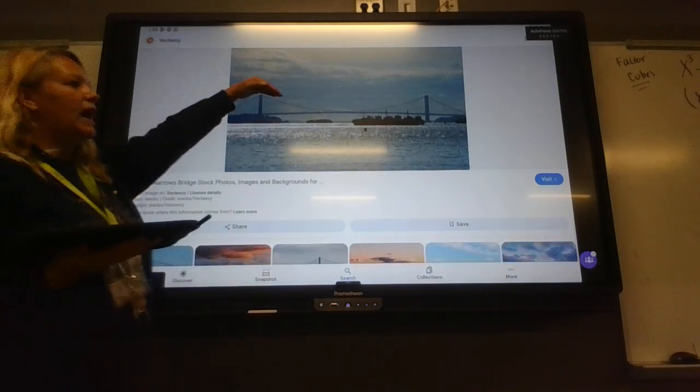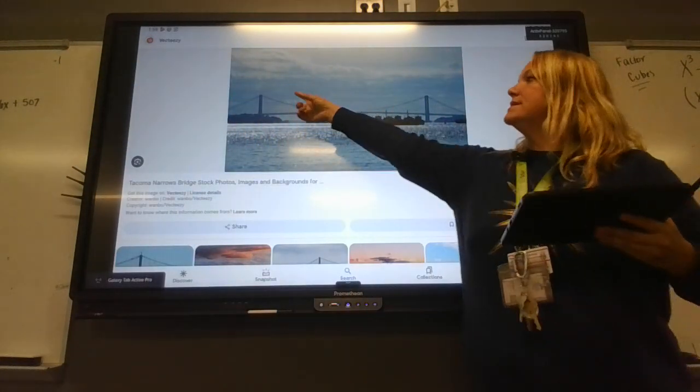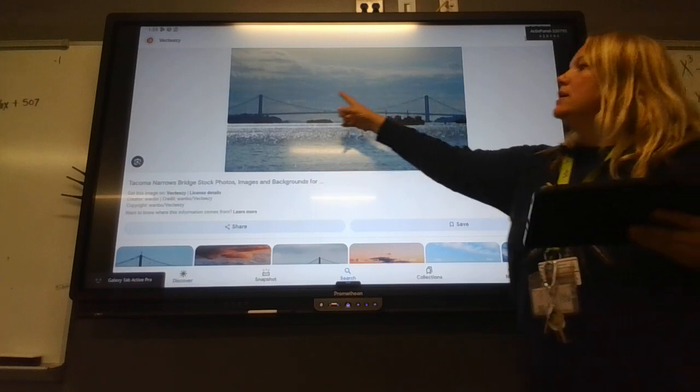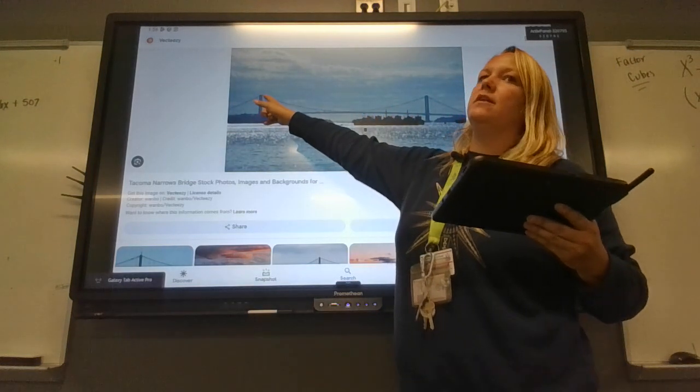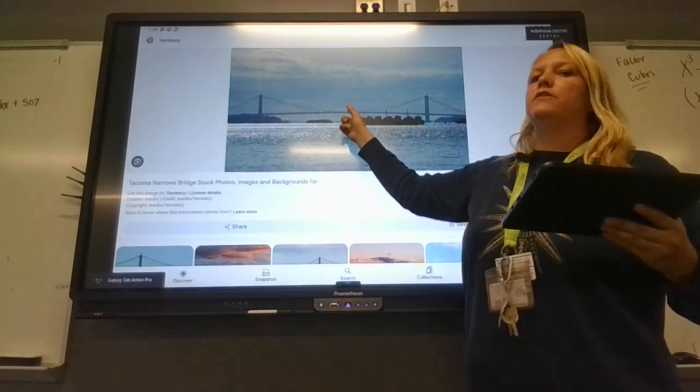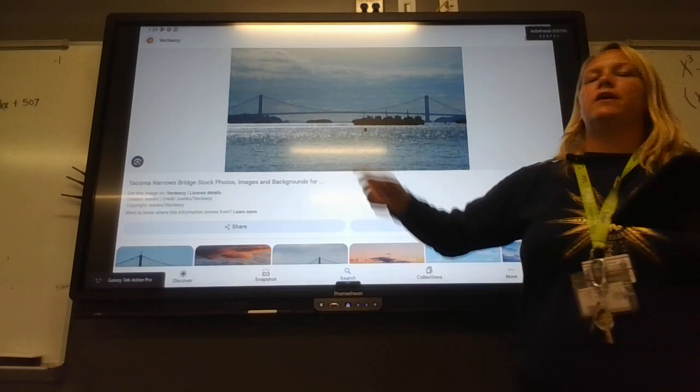Alright, so the graph that you're looking at is this exact cable right here. So this is 507 feet up. What's the vertex? Can you use Desmos to find the vertex?